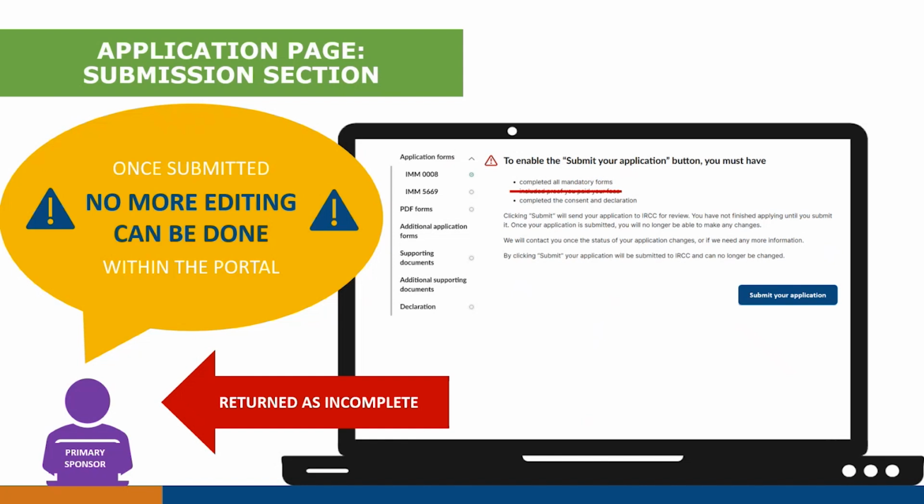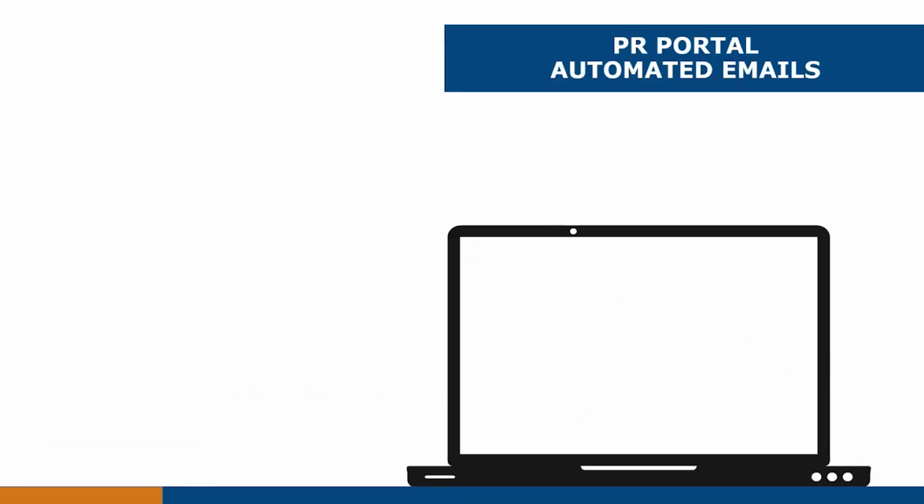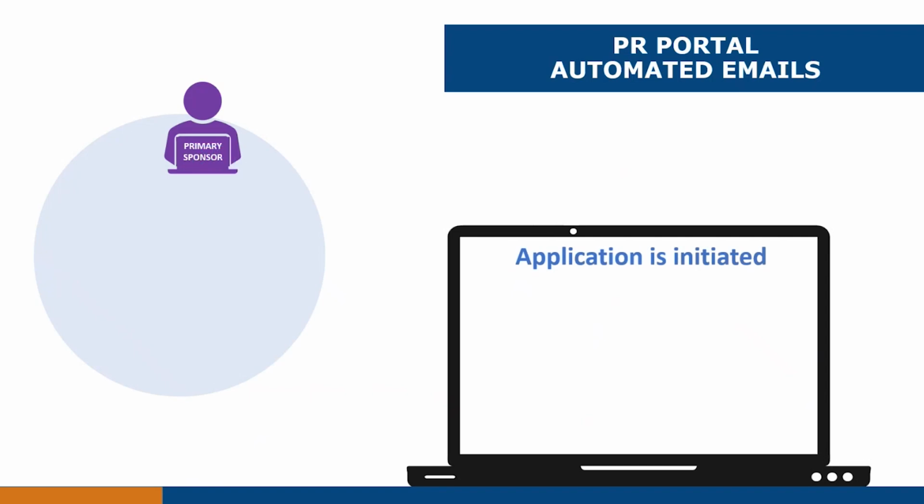Now let's take a look at what you can expect to receive in an automated email. The PR portal will send out automated emails following certain user actions. The first auto email will be sent out to the primary sponsor who initiates the application. They will be the only one to receive this notification informing them that the application has been started in the portal.